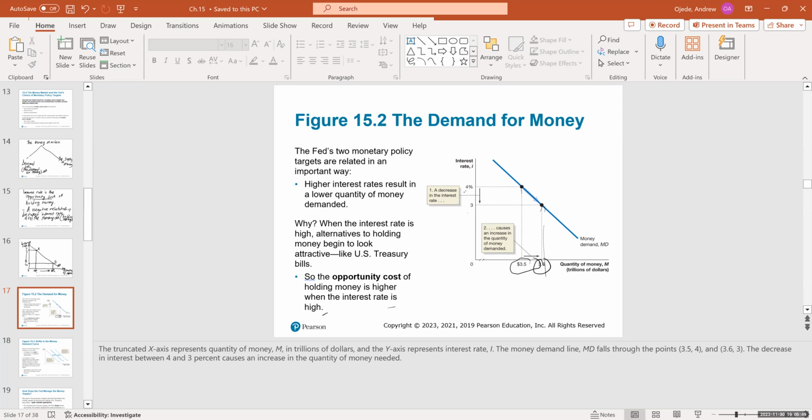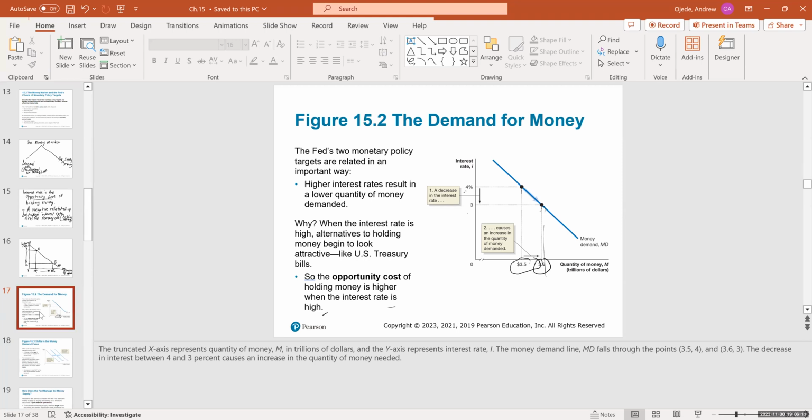But we are only working with a two-dimensional space here. If you want a 3D diagram, we could do that, but that will complicate things. So that means there are other factors that might affect the demand, why people hold money. If those other factors, apart from interest rate change, influence people's decision to hold less or more money, then the money demand curve is going to shift left or to the right.